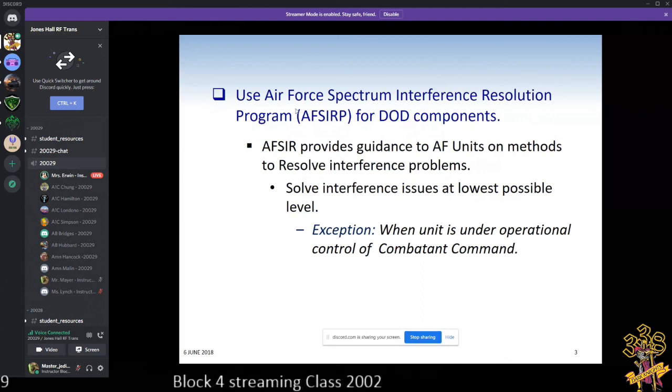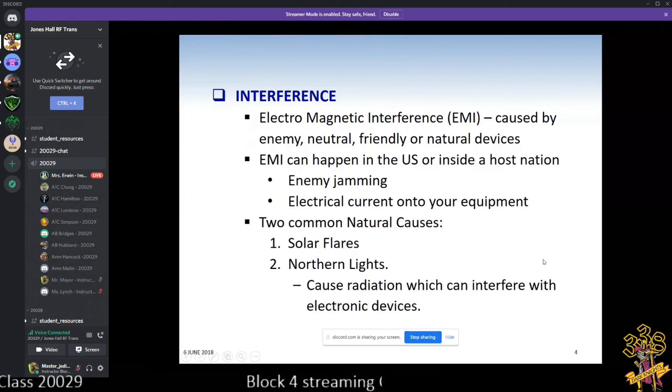Sometimes it's not that simple. That's why you have this Air Force Spectrum Interference Resolution Program to provide you guidance. You want to try to solve the issue at the lowest possible level. There is one exception. If your unit is under the operational control of a combatant command, then you go ahead and you push it up the chain. You don't want people out there in the field without communication.